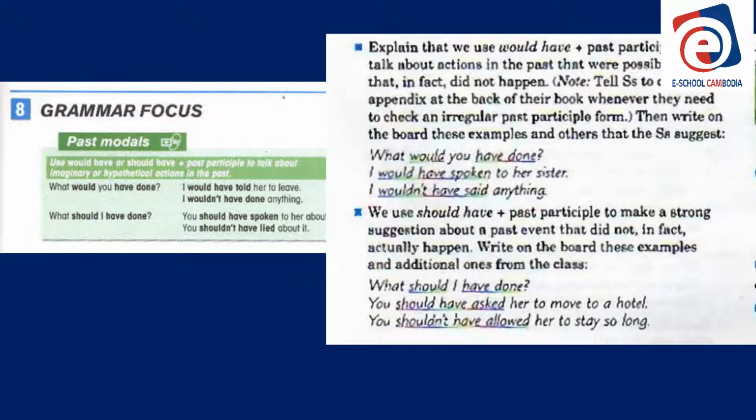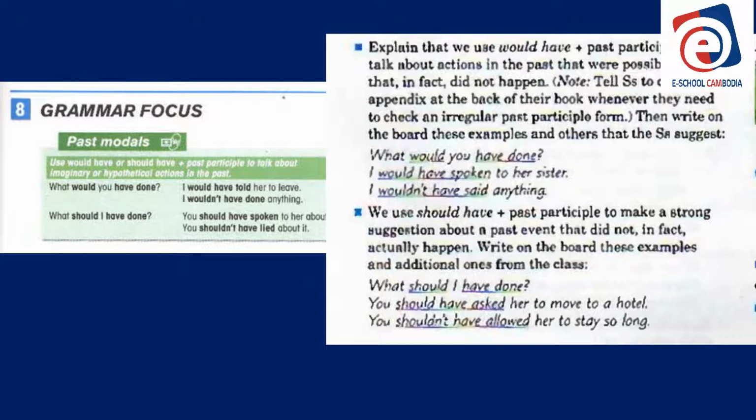What would you have done? I would have spoken to her sister. I wouldn't have said anything. All right, and so you're giving an answer about something that happened in the past, but it is a hypothetical answer. If I were there at that time, if I were with you when this happened, this is what I would have done. But it's hypothetical because the fact is you were not there.